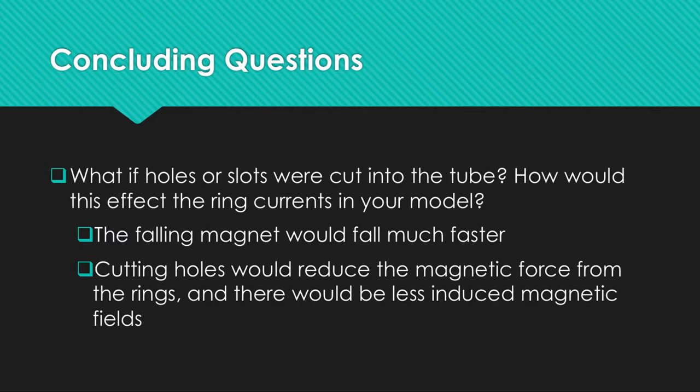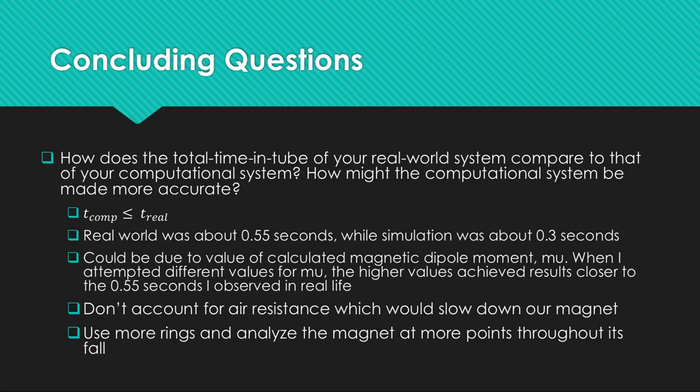How does the total time in the tube of our real-world system compare to the computational system, and how could we make the computational system more accurate? First, the time in my computational model was less than in my real-world system. In the real world, I measured about 0.55 seconds, while in my simulation it was around 0.3 seconds. This could be due to the value of the calculated magnetic dipole moment mu. I realized that when I attempted slightly different values for my mu, the higher the value, I achieved results that were closer to the 0.55 seconds that I observed in real life.